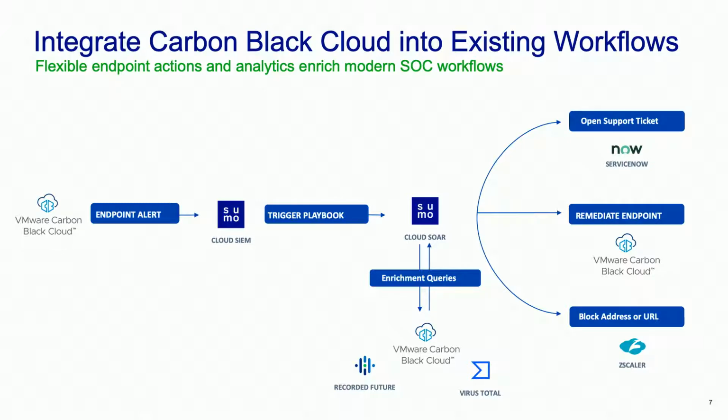And the end goal is to gather this information and present it to a human to make an intelligent decision, which is what we see over on the right. We can open a ticket where we're presenting all this information. We may want to remediate that endpoint. If it meets a certain set of criteria, we may want to automatically isolate that endpoint or kill a process that is doing nefarious activity on the endpoint. Or we may want to block an address or URL in Zscaler to protect on the network as well.